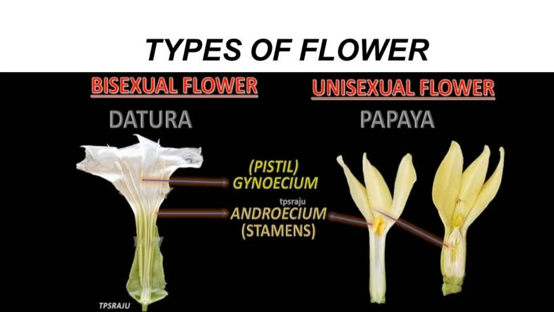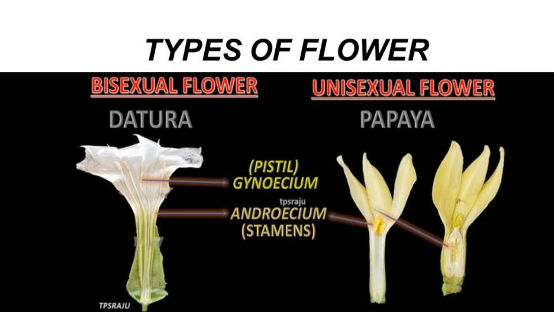Types of flowers. When all four whorls, calyx, corolla, stamens and petals, are present, it is called a complete flower. Complete flowers are bisexual flowers. If any of these four whorls is missing, then it is incomplete. Incomplete flowers are unisexual. So a complete flower is called bisexual and an incomplete flower is called unisexual.